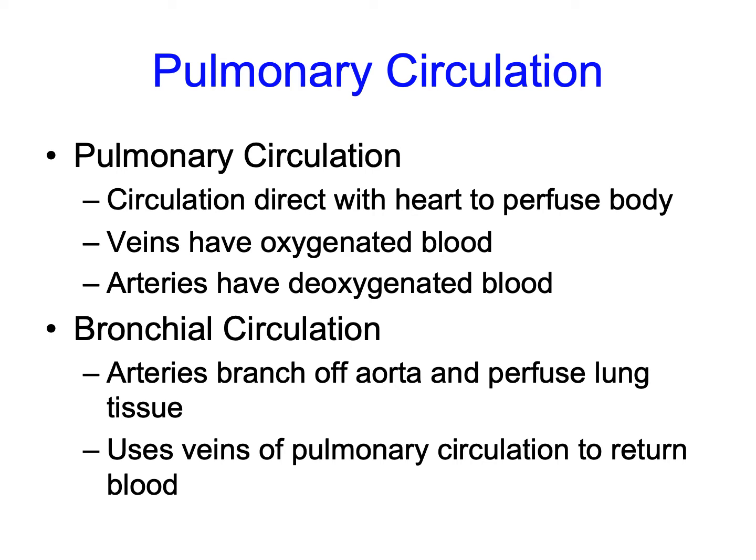Okay, so again, the pulmonary arteries are the only arteries that carry deoxygenated blood. Those pulmonary arteries lead into the right and left lung where oxygen exchange occurs. Okay, so now we have oxygenated blood. That oxygenated blood is carried back through the pulmonary veins. You have two on the right and two on the left. The pulmonary veins are the only veins in the body that carry oxygenated blood back to the heart.